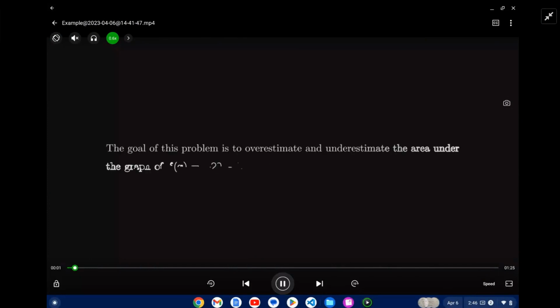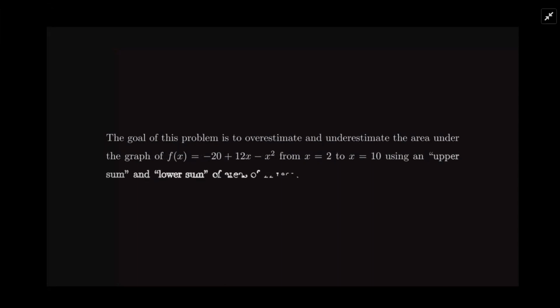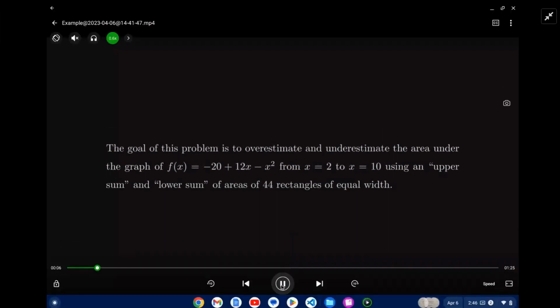situation here. So we're going to do an upper sum and a lower sum of this function. So we're going to split it into 44 rectangles of equal width, and this will give us an estimate of the area. All right, let's look at an illustration here.